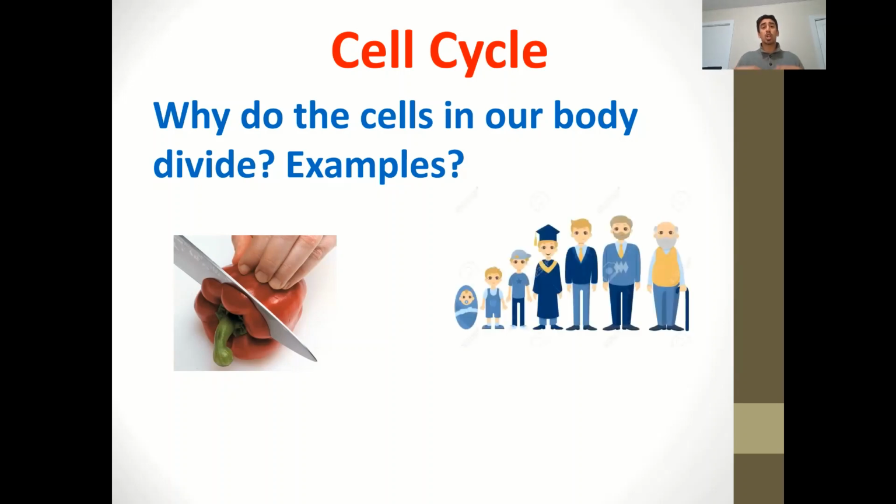Another reason is growth. In order for a baby to grow into an adolescent and then into an adult and finally a senior, in order to go through those different stages of life, cells need to go through the cell cycle.